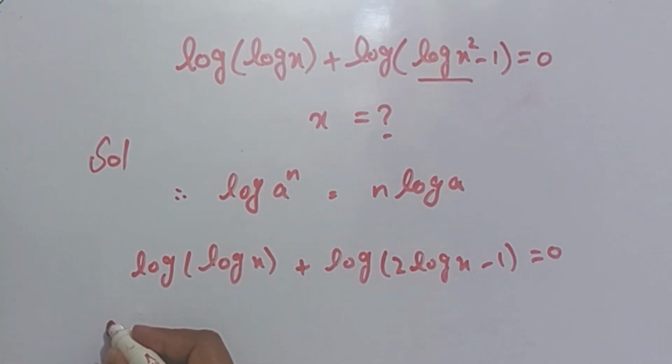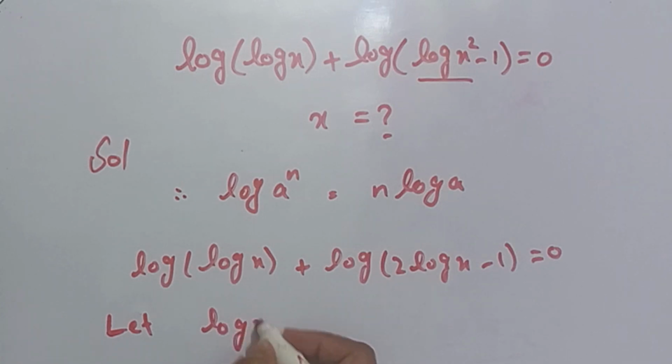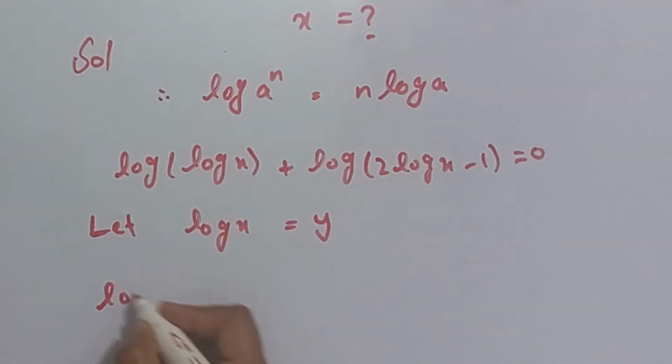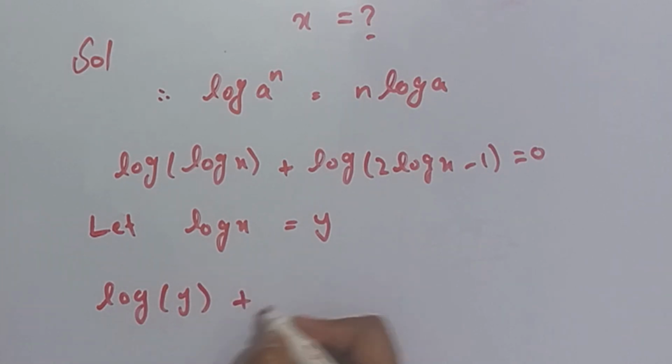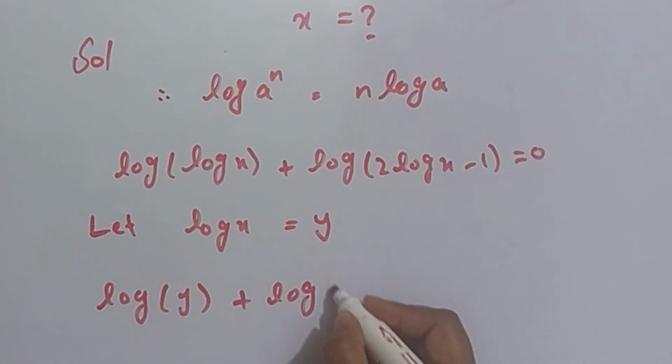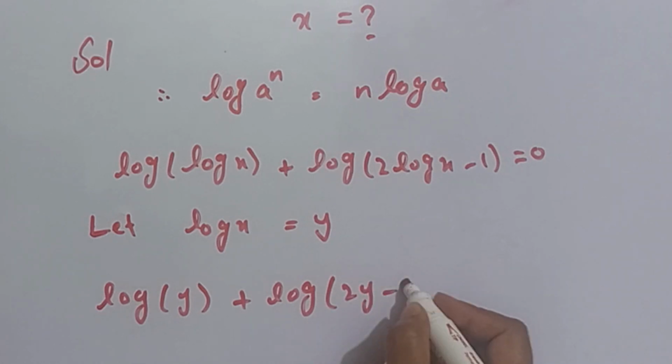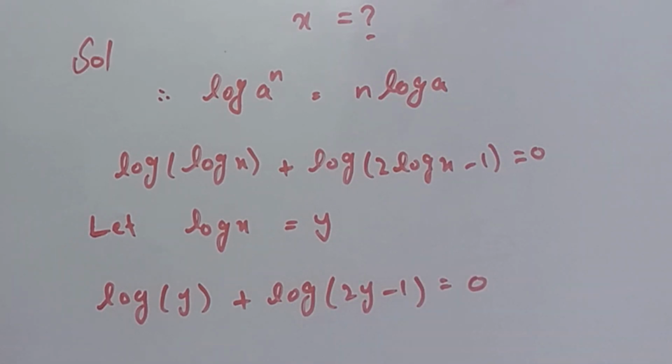Now in the next step, we let log x be equal to y. Then the above equation will become log y plus log of 2 times y minus 1. This is equal to 0.